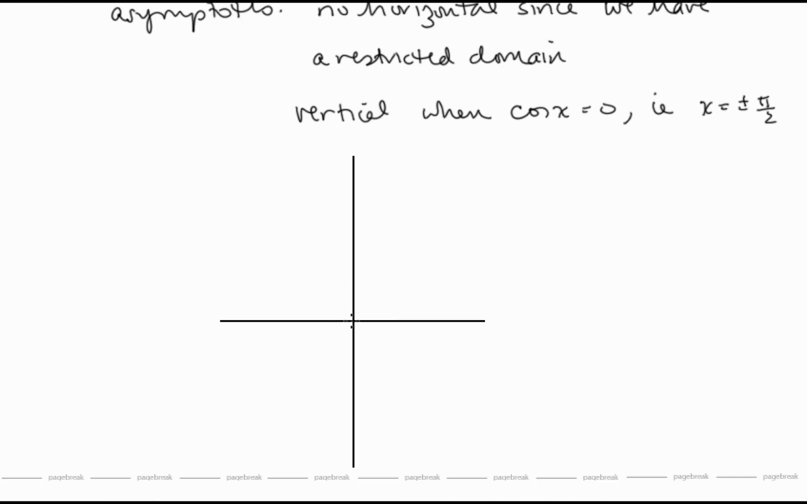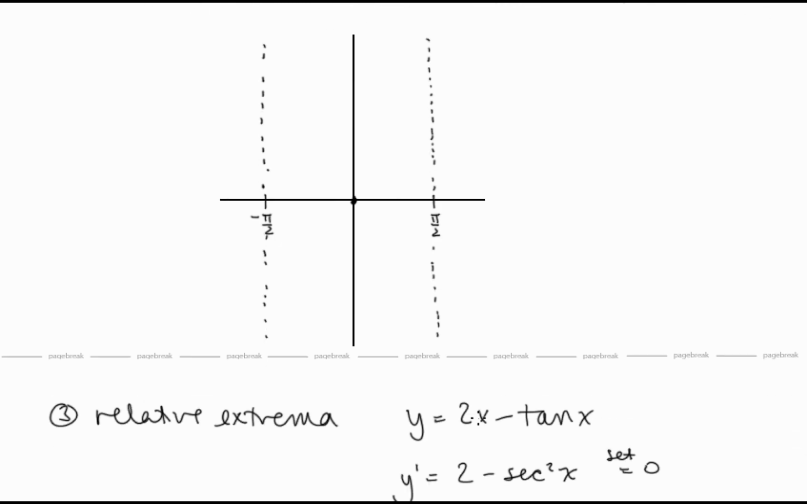So we know that our graph is going through the origin, and our domain is restricted to negative pi over 2 to pi over 2, and we have asymptotes at those two values. Now let's take a look at relative extrema and intervals of increase and decrease.